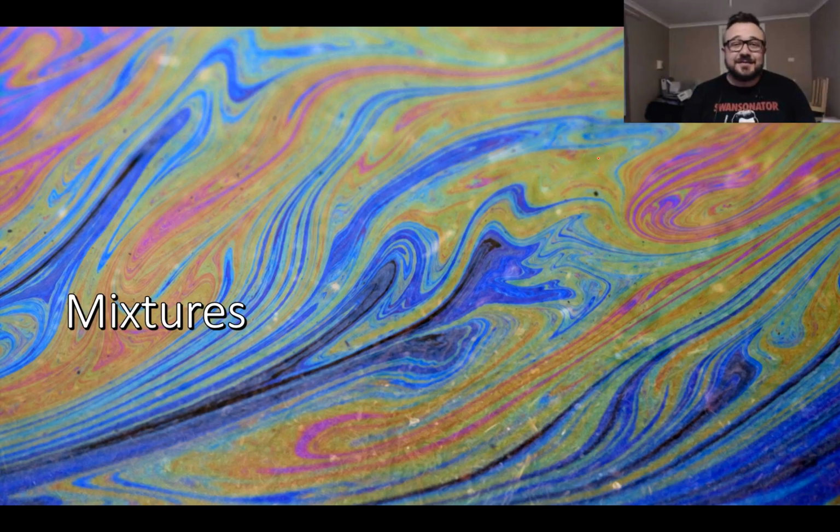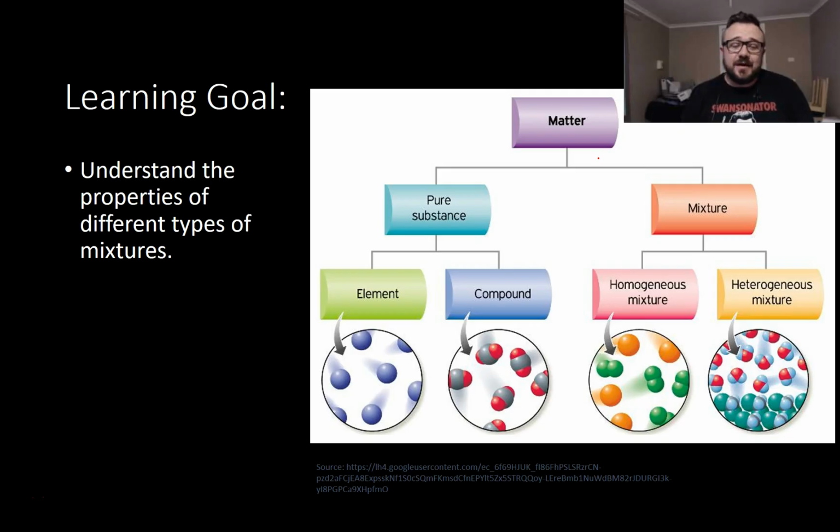Alright chemists, so today we're going to talk about mixtures. Now, what we want to do by the end of this is be able to talk about the different properties of mixtures and the properties within different types of mixtures.